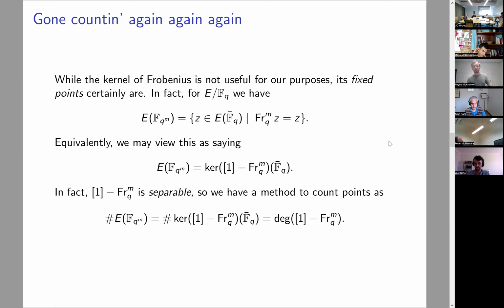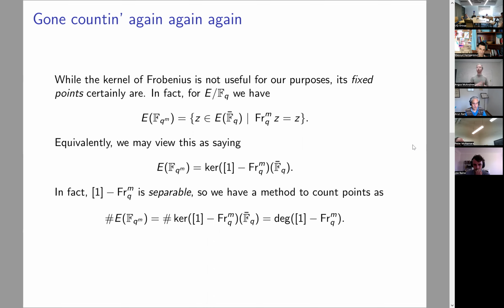Now remember, addition and subtraction on elliptic curves is not just coordinate-wise. So when you think about this map, 1 minus the Frobenius, don't think of that map as (x,y) goes to (x minus x^(q^m), y minus y^(q^m)). Taking the difference of two points is something complicated. In particular, it should not be immediately obvious what the degree of this map is. But nonetheless, this is a way of expressing the F_{q^m} points of our elliptic curve.